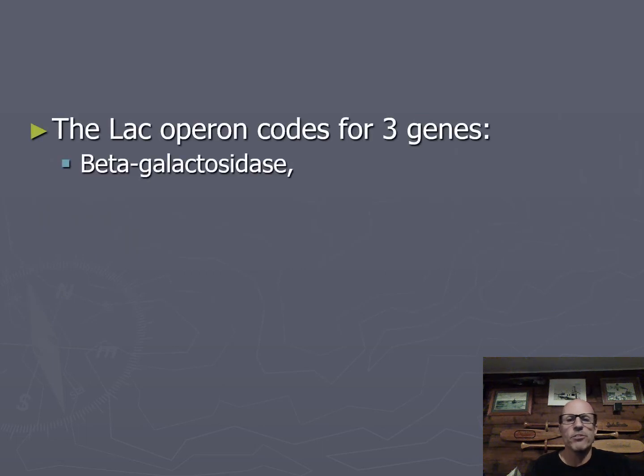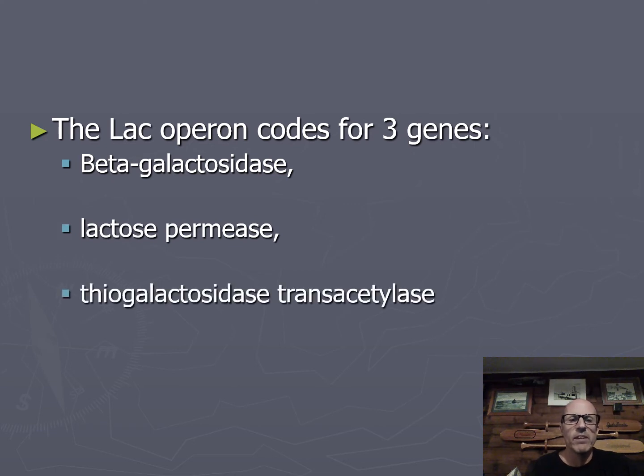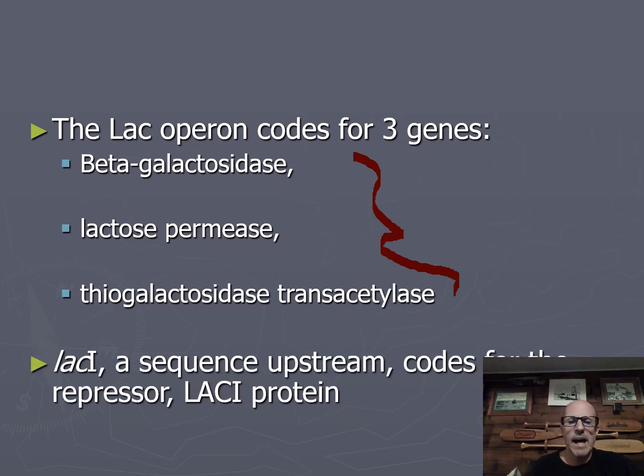And again, this kind of highlights what I just said. There are 3 genes in the Lac Operon that code for the metabolism of lactase: beta-galactosidase, permease, and transacetylase. The lacI gene, which is a sequence upstream, codes for the repressor protein, which we're going to call the lacI protein.